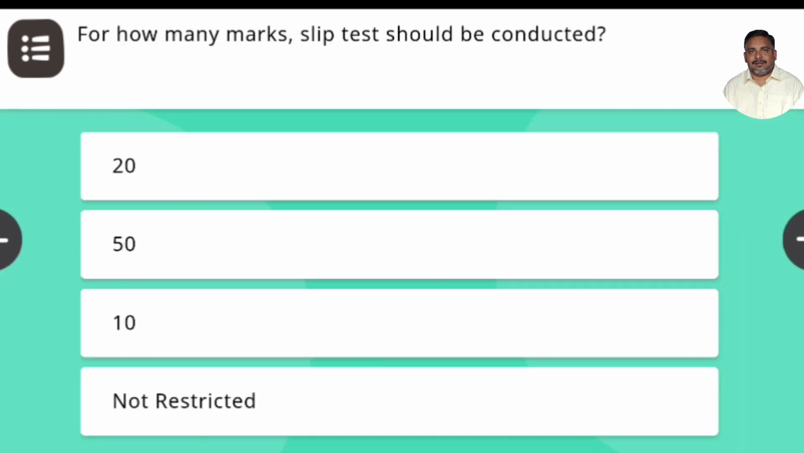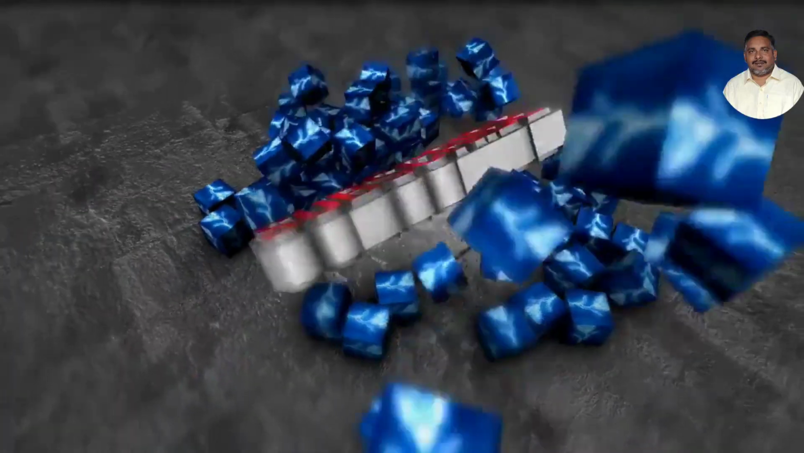For how many marks should slip tests be conducted? 20, 50, 10, not restricted. The answer is 20 marks.